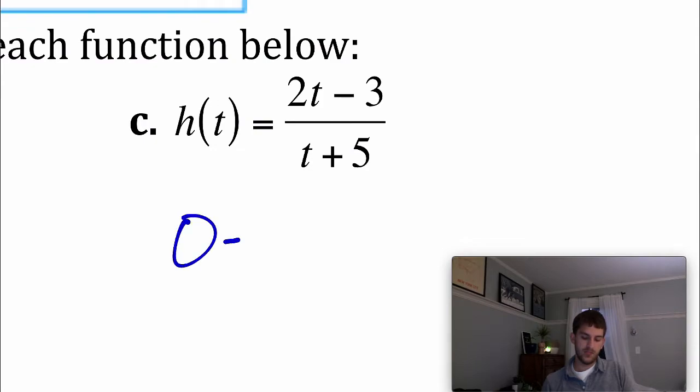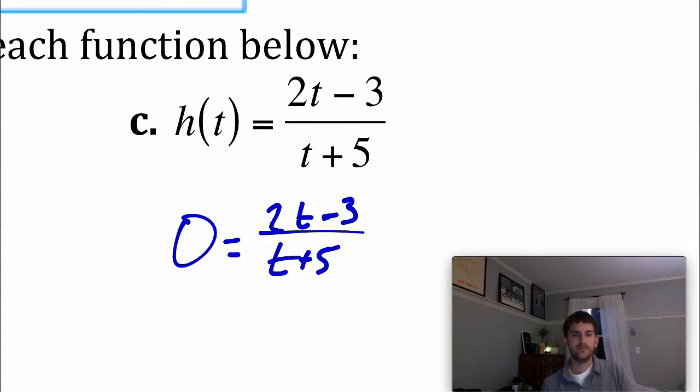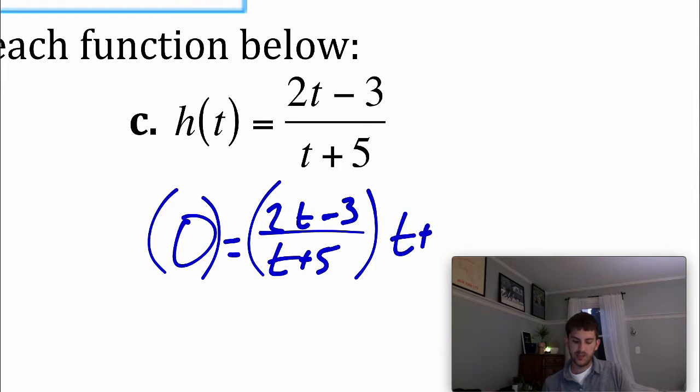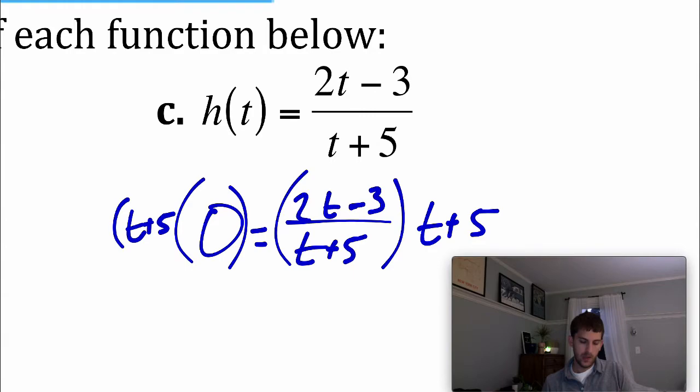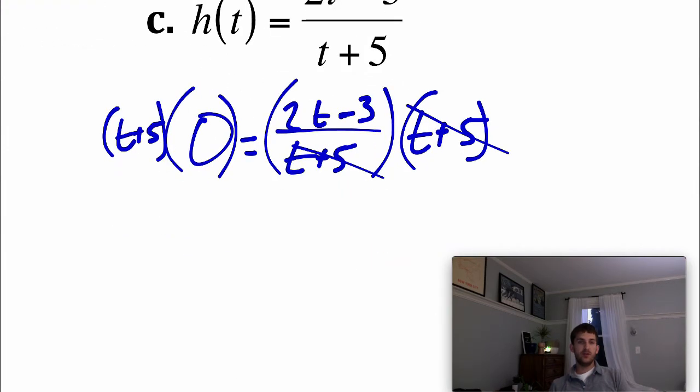Last one on this page. Again, setting it equal to 0. So we got 0 equals 2t minus 3 over t plus 5. Now the best way to go about solving this is, well, we got a fraction here. Let's multiply both sides by t plus 5. When we multiply both sides by t plus 5, the t plus 5's over here cancel out. On the left side, we're left with t plus 5 times 0. Well, anything times 0 is 0. That's kind of nice. Equals 2t minus 3.